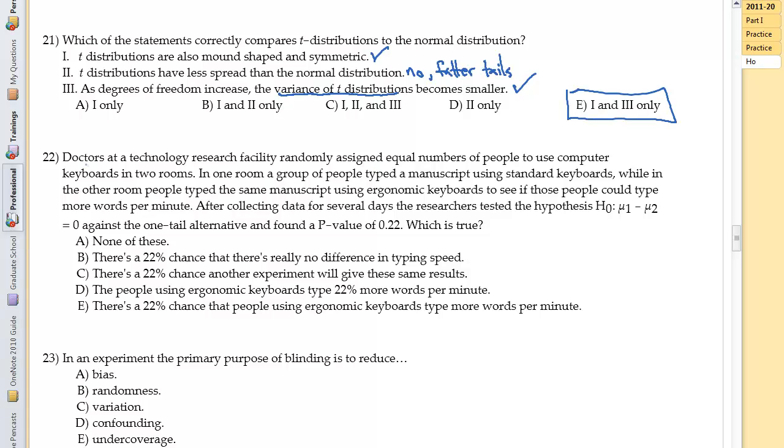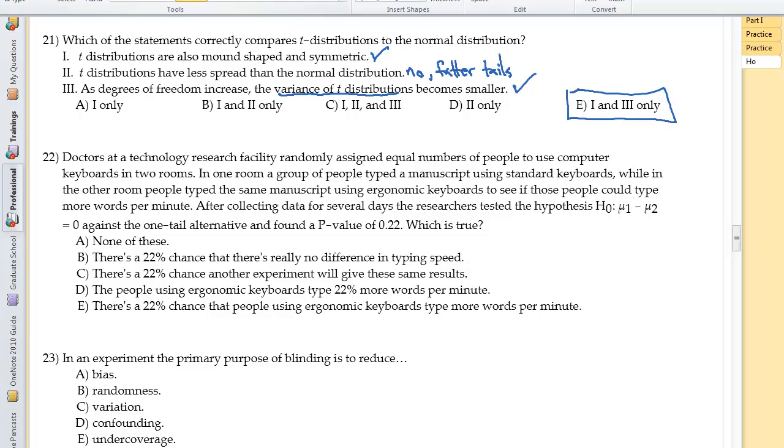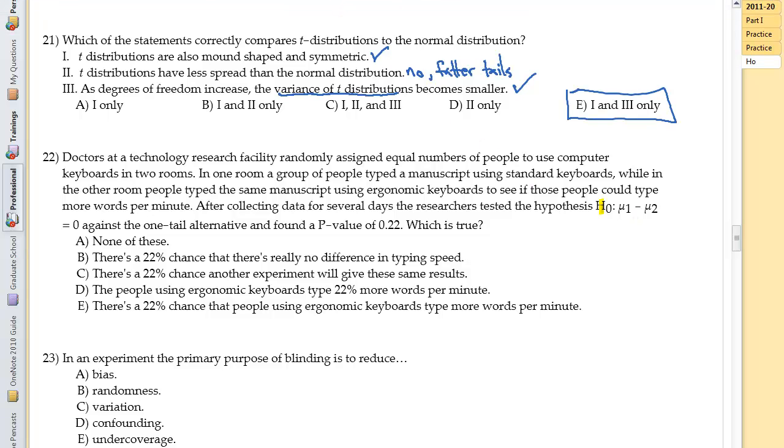All right. Doctors at a technology research facility randomly assign equal numbers of people to use computer keyboards in 2 rooms. In one room, a group of people typed a manuscript using standard keyboards, while in the other room people typed the same manuscript using ergonomic keyboards to see if those people could type more words per minute. After collecting the data for several days, the researcher tested the hypothesis, right? So we have our correct null hypothesis that there's no difference in the mean words typed against the one-tail alternative.